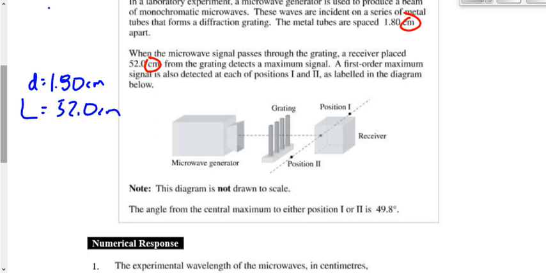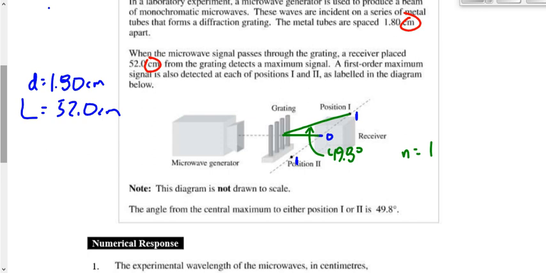A first order maximum signal is detected at positions 1 and 2 as labeled on the diagram. So this would be our central maximum. We'll make this 0, and then position 1 and position 2 would be n equal to 1 because we've got our first order maxima there. And it says the angle from the central maximum to either one of these is 49.8 degrees. So I'm going to label this one as 49.8 degrees. What would the value of n be there? Yep, 1. n is going to be equal to 1 because we're dealing with the central maximum and the first order maximum. We could have done it on the other side as well. It doesn't really matter. n is equal to 1 in both cases, and the angle would be 49.8 degrees in both cases.